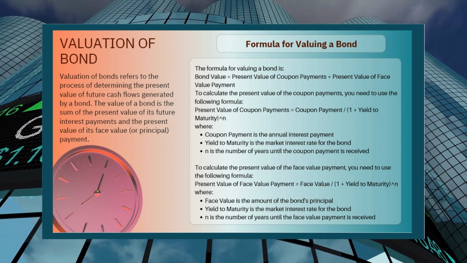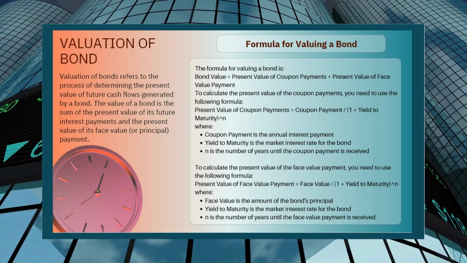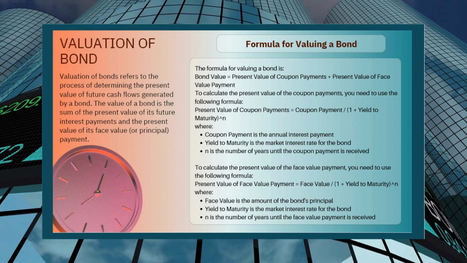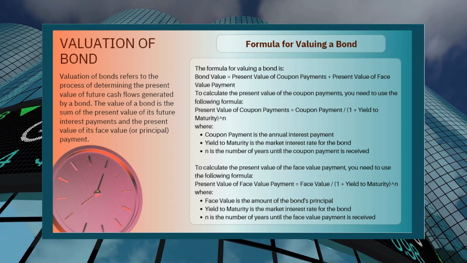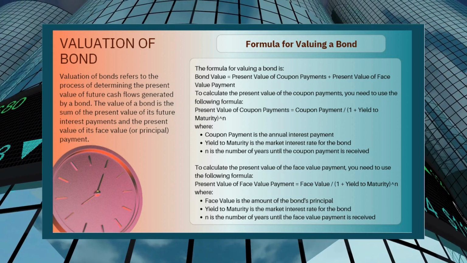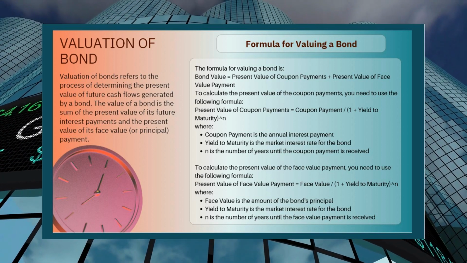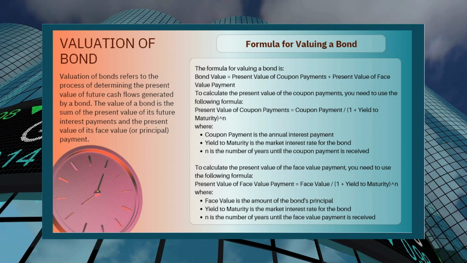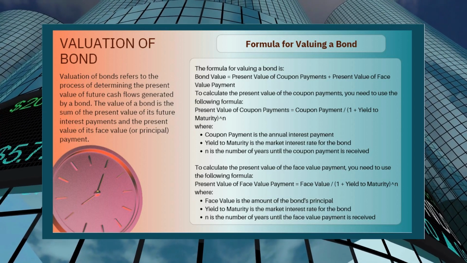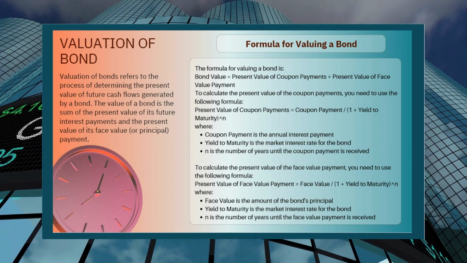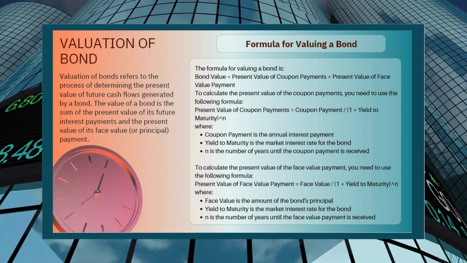To calculate the present value of the coupon payments, you need to use the following formula. The present value of coupon payments is equal to the coupon payment divided by (1 plus yield to maturity) to the n power, where the coupon payment is the annual interest payment, yield to maturity is the market interest rate for the bond, and n is the number of years until the coupon payment is received.